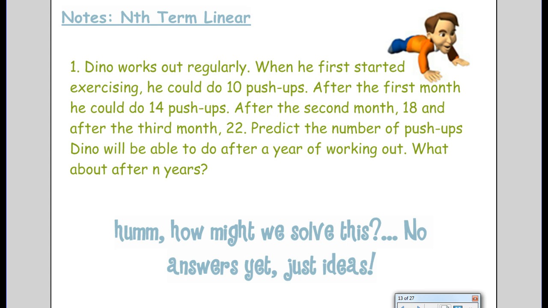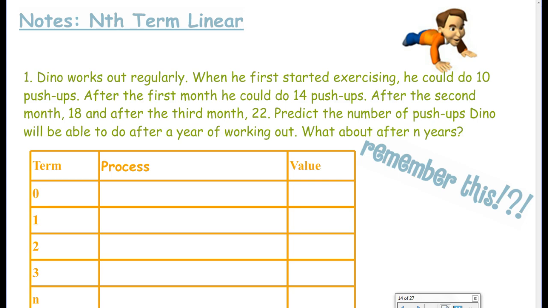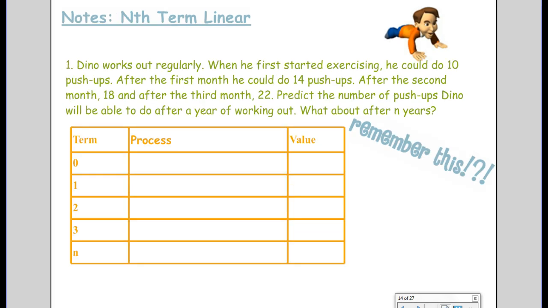Well, first of all, we find the pattern. So each month he is doing more and more push-ups. How many more is he doing each month? 10 to 14 to 18 to 22, what did you say? 4. So he is going up by 4 every month. So that is going to be like our slope in our equation. Okay.